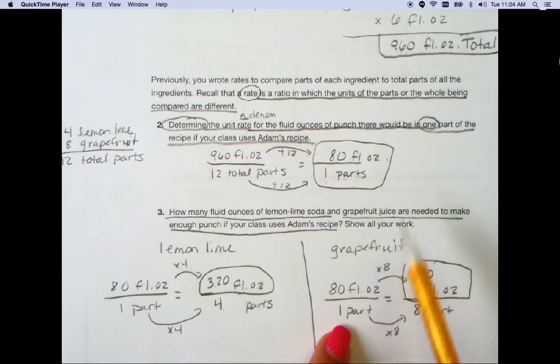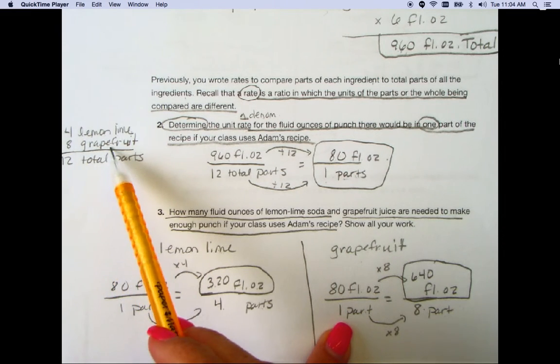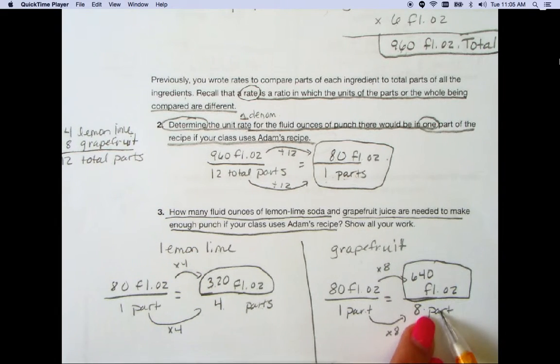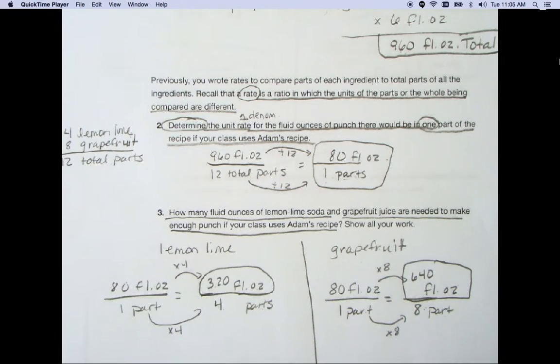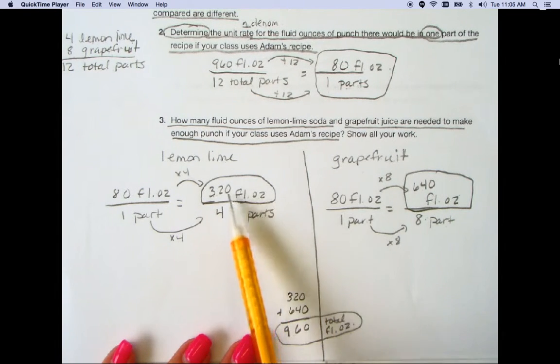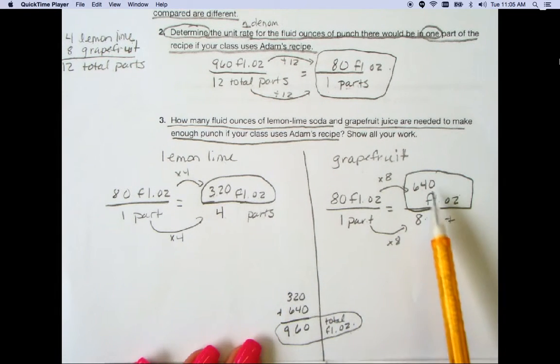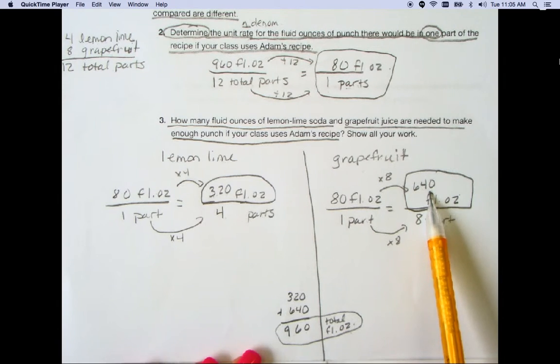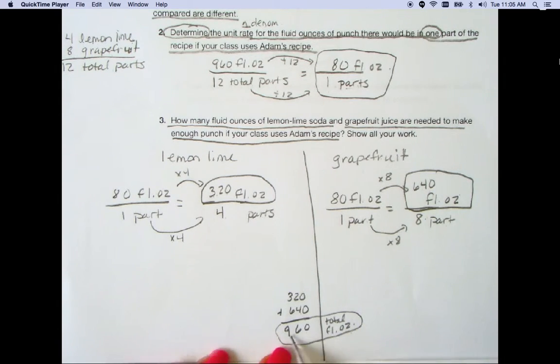I'm doing the same for the grapefruit. We use this ratio again. 80 fluid ounces is one part. His recipe has 8 parts of grapefruit. So I'm putting 8 parts down here. Bringing over my label, 1 times 8 is 8. 80 times 8 is 640. So I need 640 fluid ounces of grapefruit juice. I can quickly check this. If I have 320 fluid ounces of lemon lime and 640 fluid ounces of grapefruit, if I add those, I better get the 960 total fluid ounces, and I do.